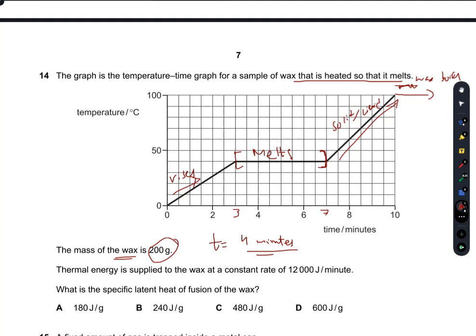So what is the specific latent heat of fusion of the wax? For latent heat of fusion we have Hf equal to Qf over mass. Now I have the mass here, 200, but we have to find the energy provided. 12,000 joules is provided per minute, so I will simply multiply it by 4 to get 48,000. So 48,000 over 200 is 240 joules per gram. So B is your right answer.